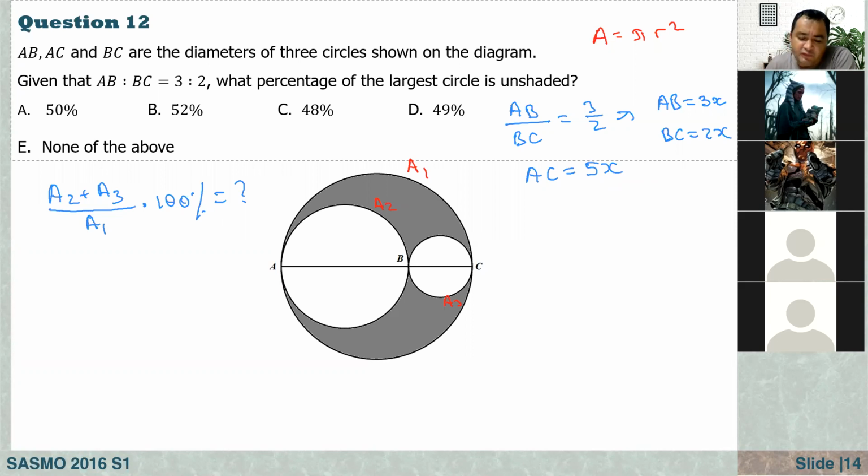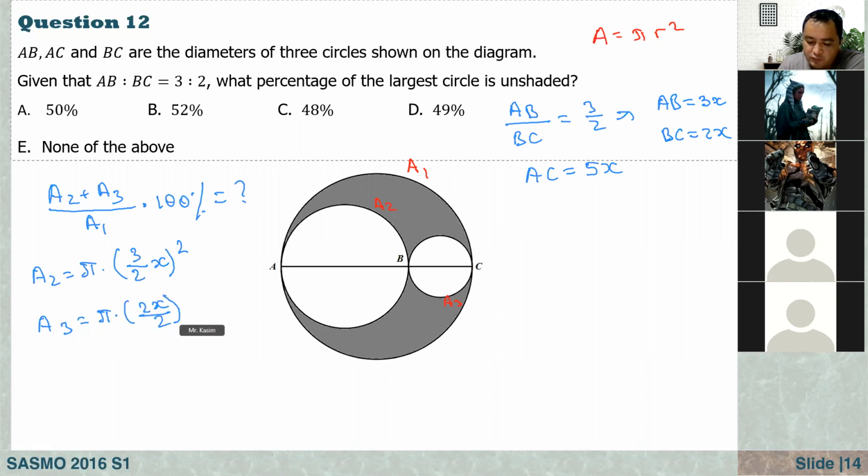From here, we need to find their areas. What is A2? A2 is equal to pi times r squared. What is r squared? Diameter over 2, squared, right? So let's start with A2. A2 is this one, so that's equal to pi times (3X/2) squared. And how about A3? A3 is equal to pi times 2X over 2, right? The diameter is 2X, over 2 gives us the radius, squared.